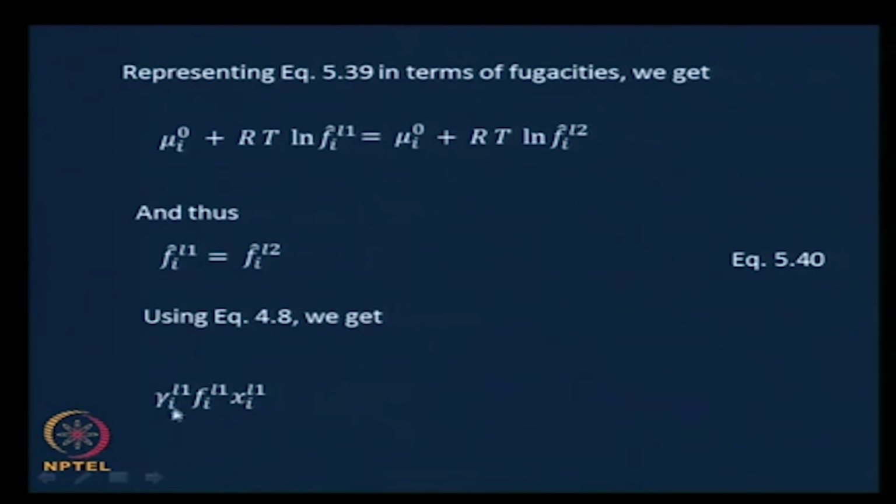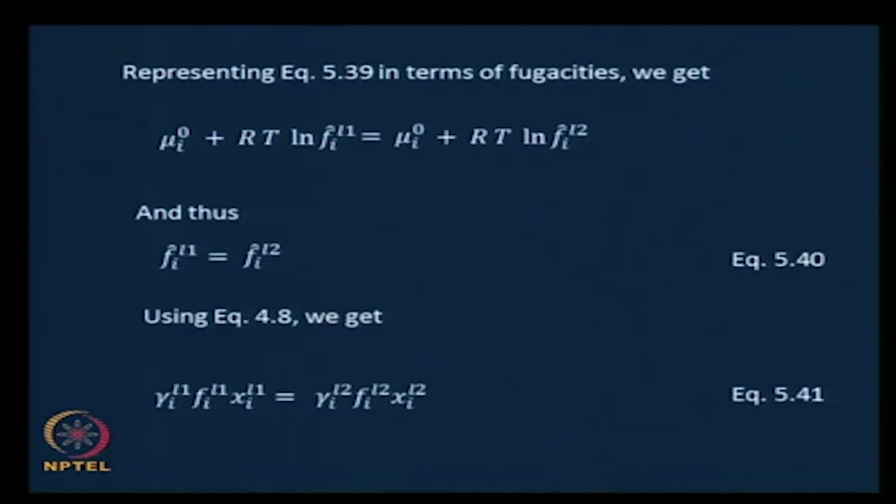This is written as gamma I L1 f I L1 x I L1, where x I is the mole fraction, gamma I is the activity coefficient, and f I is the pure component fugacity in the L1 phase, and this must equal gamma I L2 f I L2 x I L2. This becomes the condition for equilibrium. Let us call this equation 541.